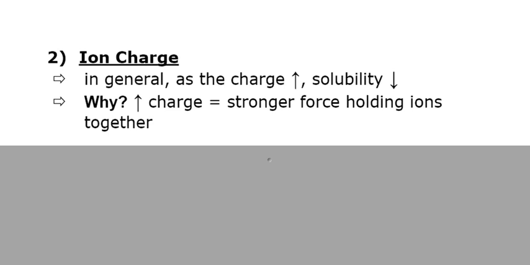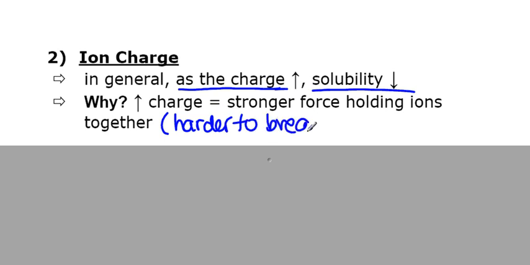There are a couple other factors to consider when thinking about solubility. One of them is the charge of the ion. In general, what you might notice, as the charge increases, the solubility goes down. Why can this happen? Well, we know charges are positive and negative. If those positive and negatives are stronger, that means the force holding the ions together is stronger. So it's going to be harder to break, which means harder to dissolve.